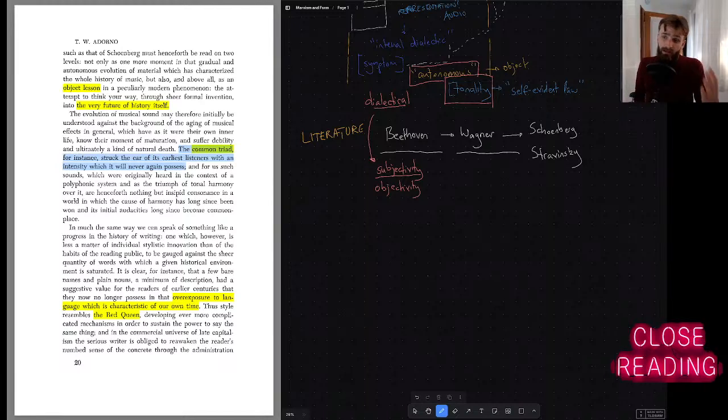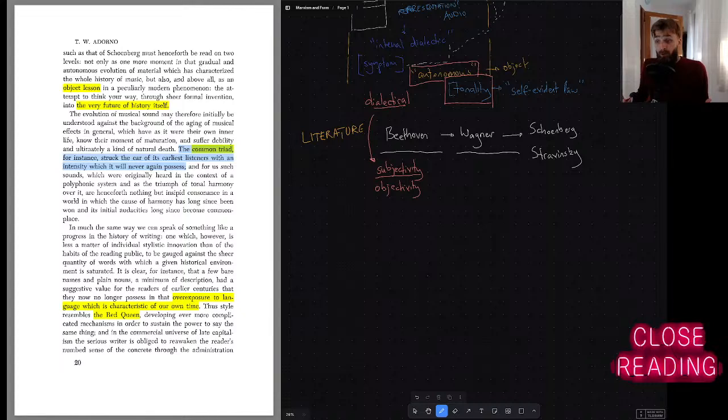We can't take a Beethoven piece, for example, listen to it today, and then expect to understand its role in and participation in the construction of a sort of reality unless we historicize it and think about what it was doing in that particular historical moment so many hundreds of years ago.